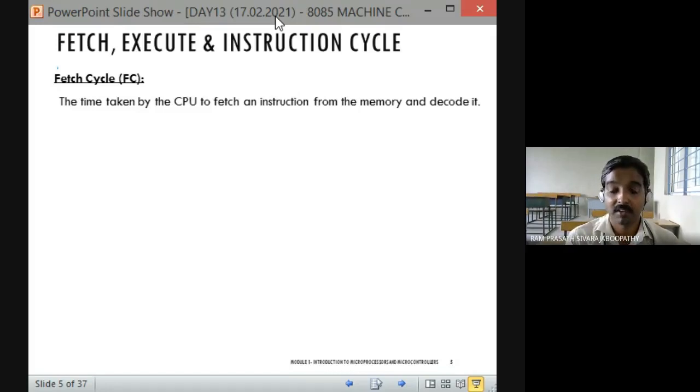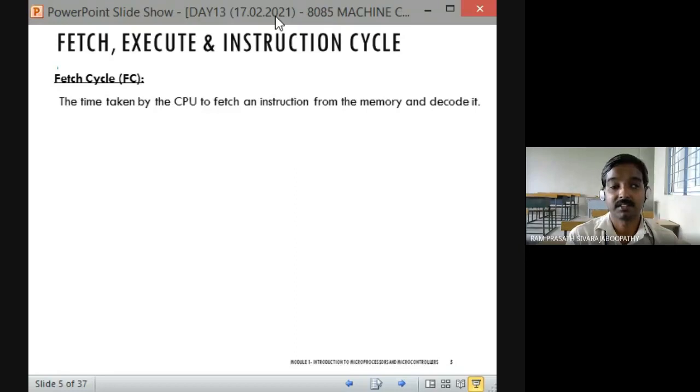When we are writing some program, the programs are formed with instructions. Each instruction is going to have an opcode and operand, correct? The first byte of every instruction must be what? Yes, very good, opcode. The time taken by the CPU to fetch the first byte of an instruction, the opcode, from the memory, that we call the fetch cycle.